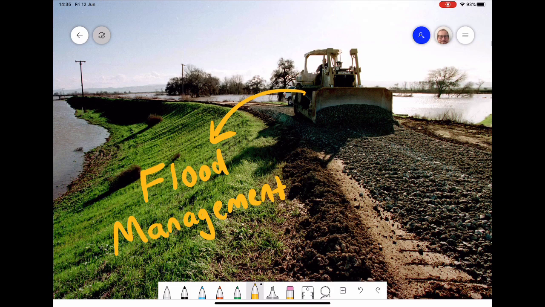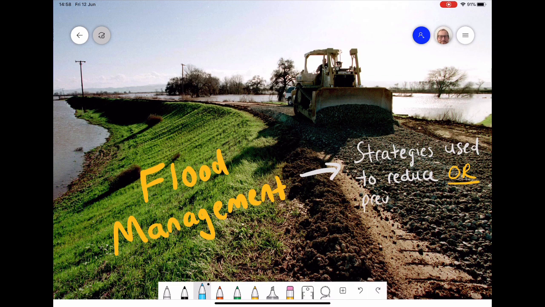Last lesson we looked at the causes of flooding, and now we're going to look at how we can stop the detrimental effects of flooding through flood management. So the definition of flood management is those strategies and methods that are used to reduce or prevent the detrimental, and when I mean detrimental, I mean negative effects of flooding.